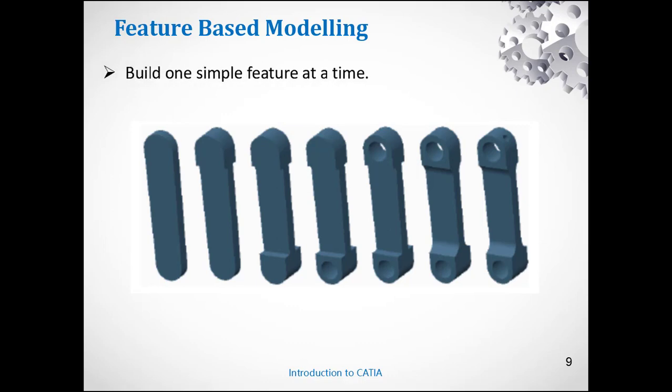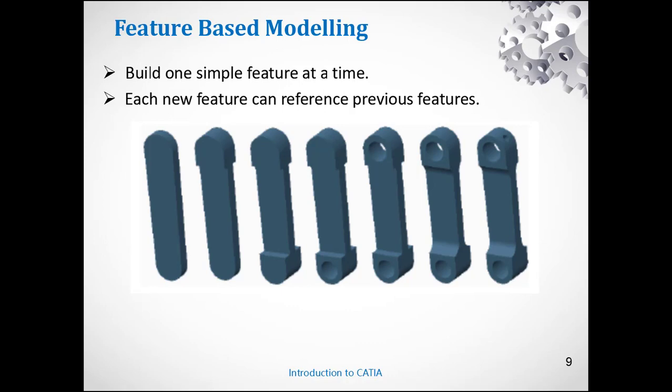So what we do is we build a feature, that too a simple feature, at a time. Then each new feature can have the reference of the previous one. Like in the example of the connecting rod, I have created one pad first, then using the reference of that first pad I can create another pad. Then using the reference of those two I can create another pad. Then using the reference of those two I can create the hole, and I can proceed further. This is your feature based modeling.